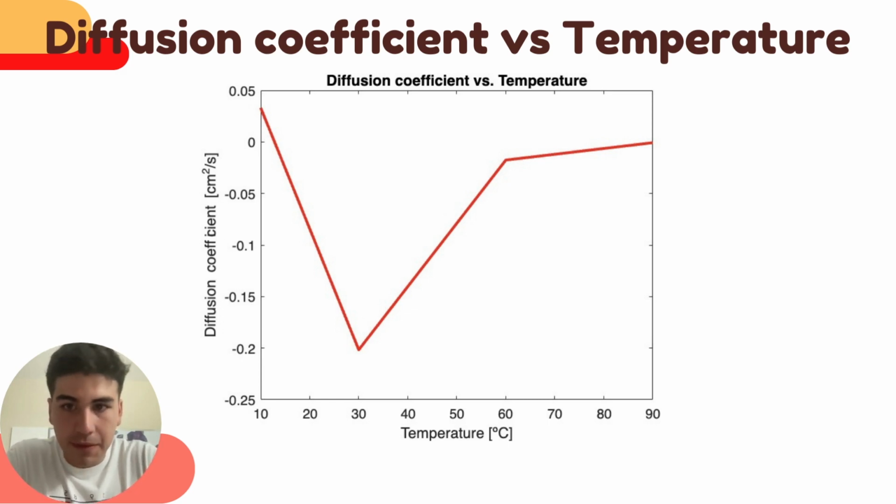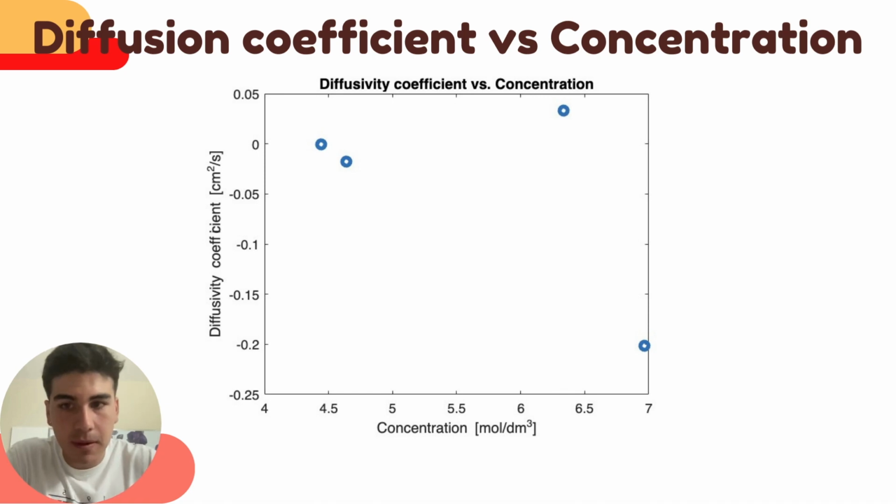The behavior of the diffusion coefficient against the temperature shows an increase in the coefficient with a higher temperature. The graph of diffusion coefficient versus concentration shows no apparent behavior. This is likely due to the errors throughout the experiment and/or insufficient data points to reach a conclusion.